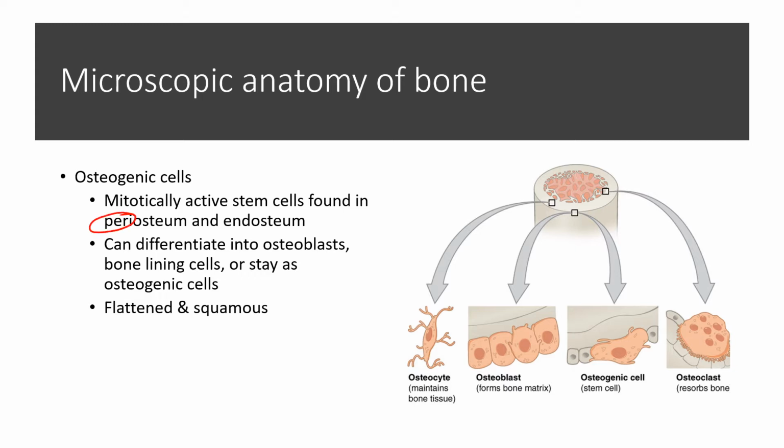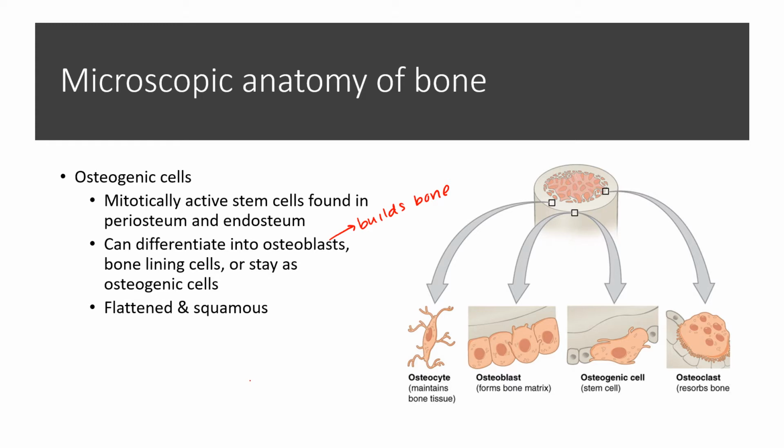Specifically within the periosteum, they're found in the inner, aka cellular layer of the periosteum. I prefer cellular, but either one will work. These can differentiate into osteoblasts, which build bone. It lays down bony matrix.